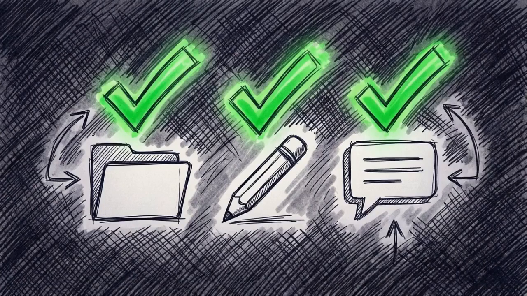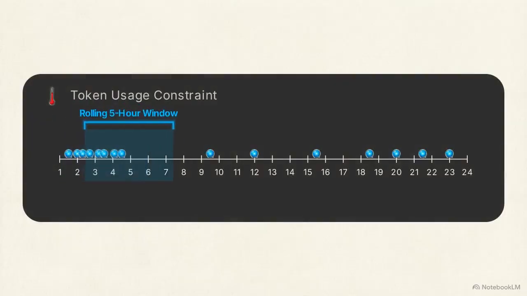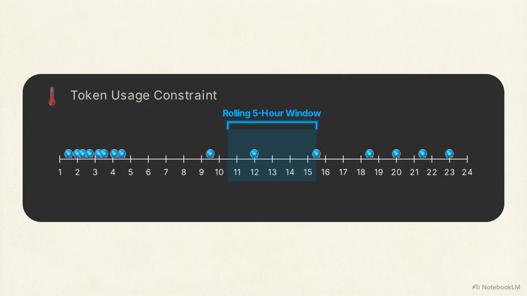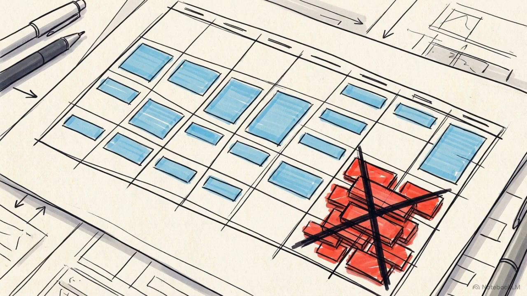By caching reference files, editing prompts, and respecting message limits, you have built a workflow that minimizes redundant token costs. These habits keep you within Claude's primary constraint, the rolling 5-hour window. Pacing your work and using these efficiency tricks prevents the usage sprints that lead to sudden lockouts.